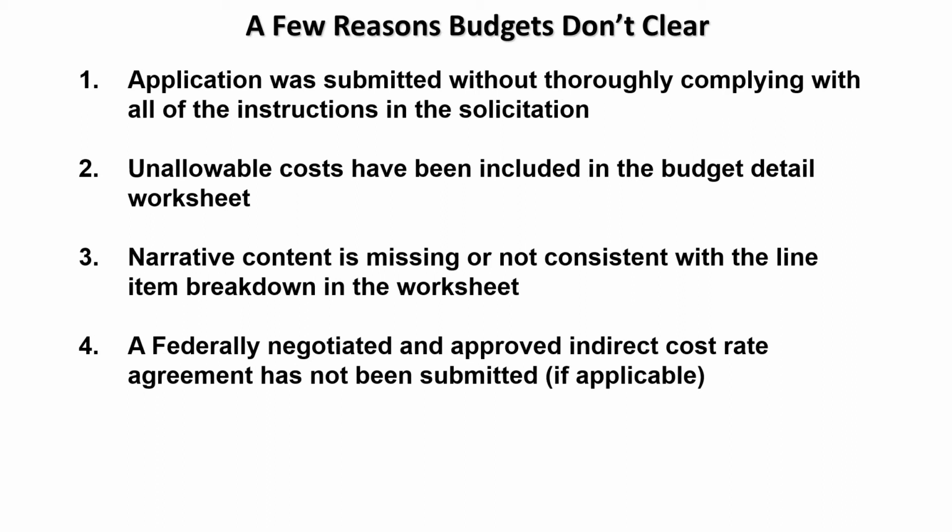And again, if we're talking about indirect cost rate, the rate was not submitted, could be expired, or if they elected to use the de minimis rate, that information was not also included in the application. Suhaila, do you have any additional items that you note on why a budget won't clear? I think you hit the points, Michael.